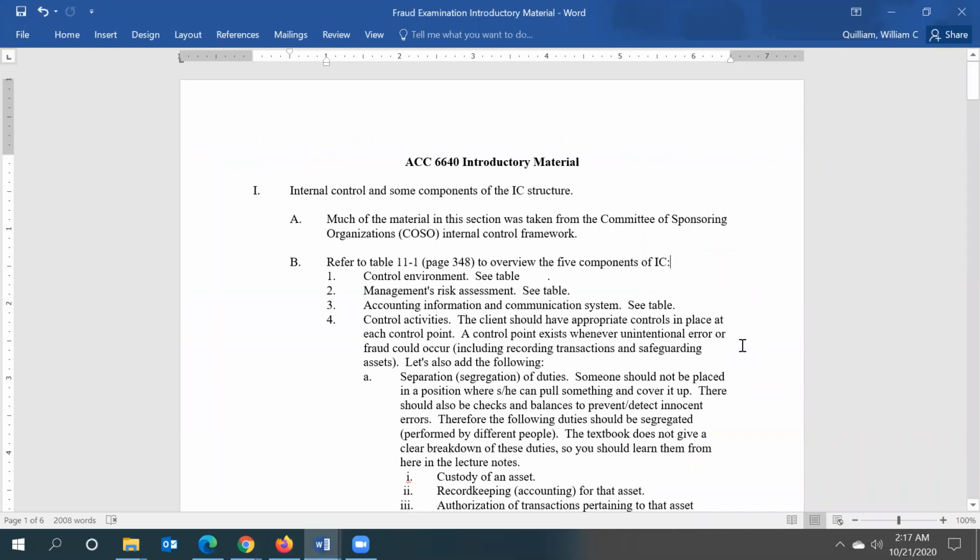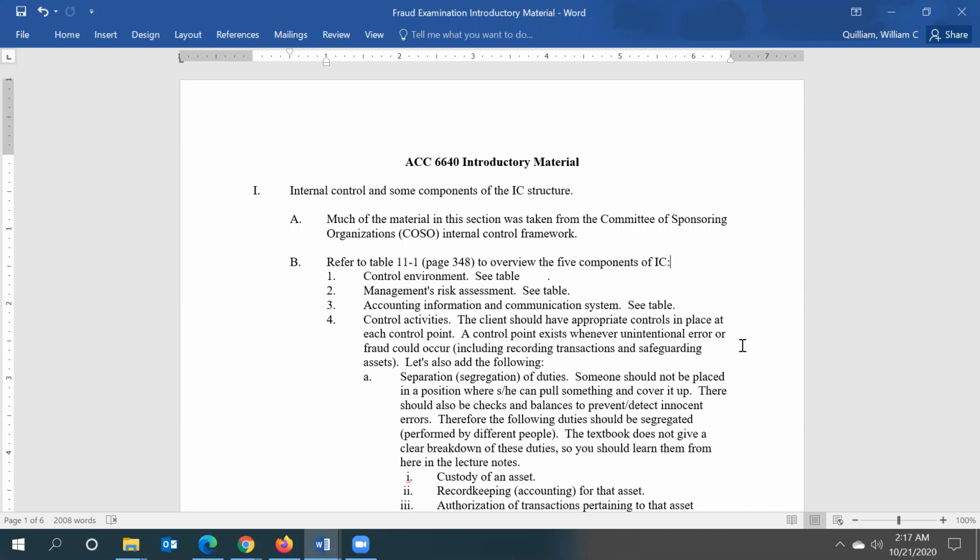Well, the client should have appropriate controls in place at each control point. A control point exists whenever unintentional error or fraud could occur, including recording transactions and safeguarding assets. For example, whenever cash is coming in or going out of the organization, that's a major control point. We want lots of internal control there because cash could be stolen. And also regarding cash transactions, there are a lot of them, and there could be innocent errors here too.